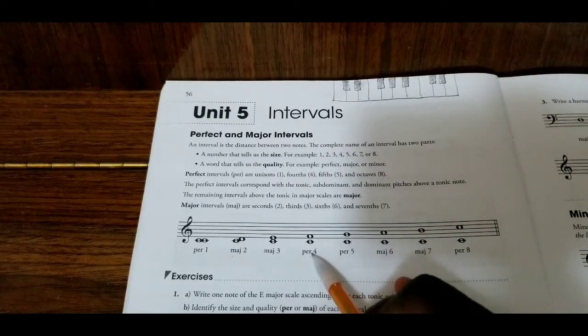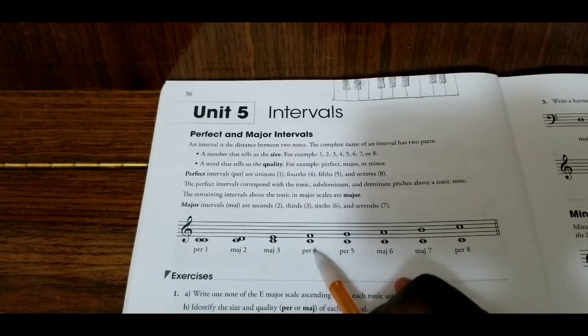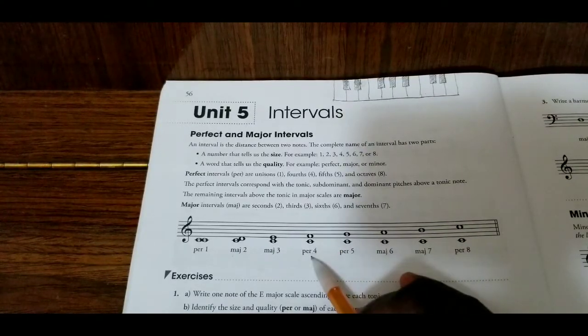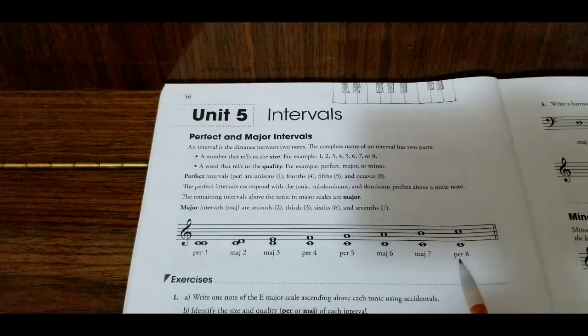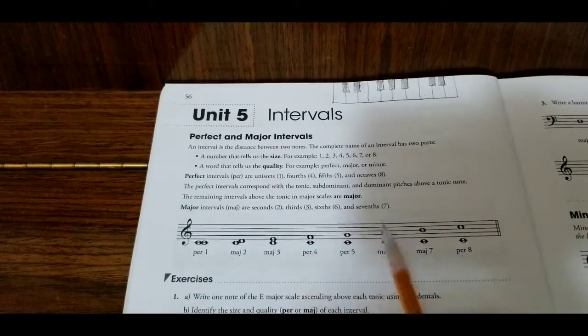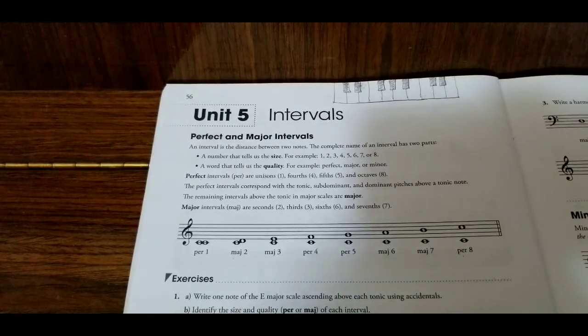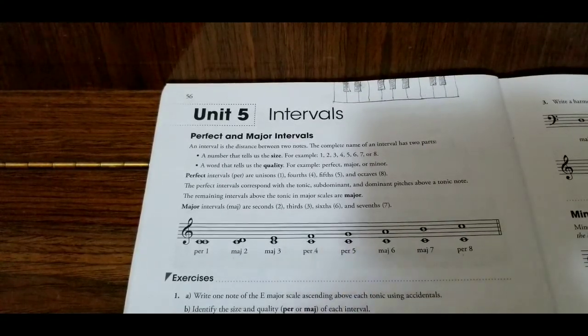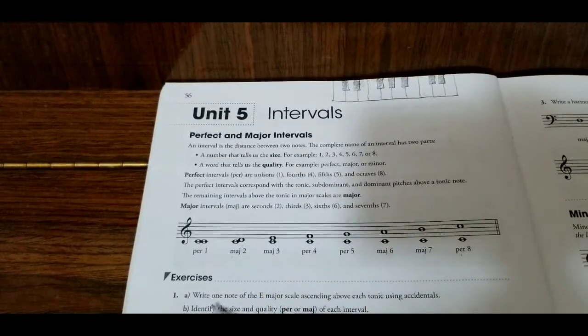A perfect fourth usually is found in both major and minor scales. That's why they are considered perfect, because you can find the same interval in the major scale and in the minor scale. So 1, 4, 5, and 8 will usually be considered perfect, while 2, 3, 6, and 7 are interchangeable based on what you have in your major scale or your minor scale. Okay.